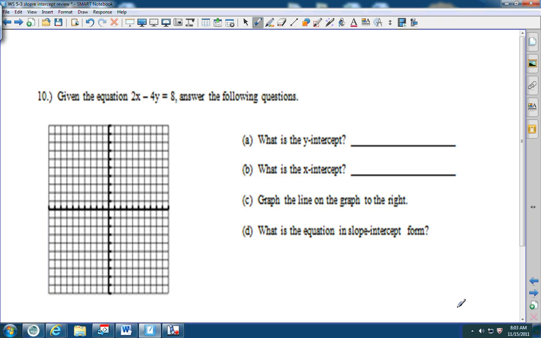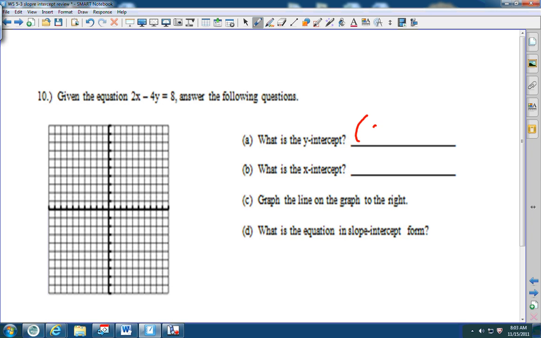Here's the next one. It says, what is the y-intercept? What is the x-intercept? Graph the line and write it in slope-intercept form. Now, you can do this again. Nowhere are we saying that you just have to do it one way. You can do the cover-up method or you can solve for y. Either way is fine. I'm going to go ahead and show the cover-up method.